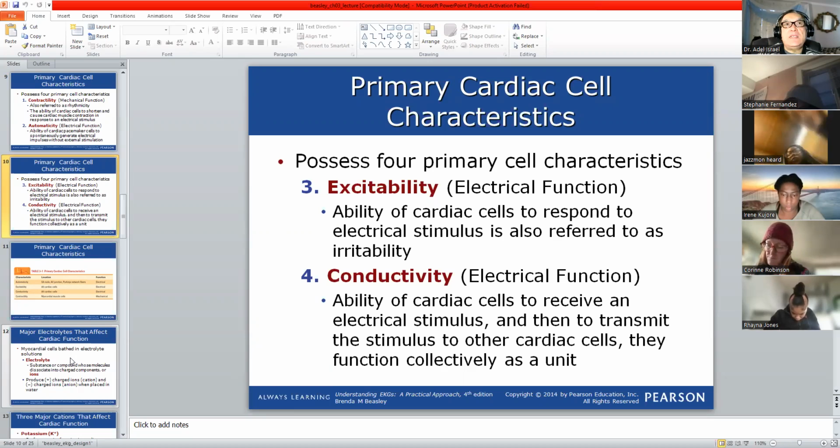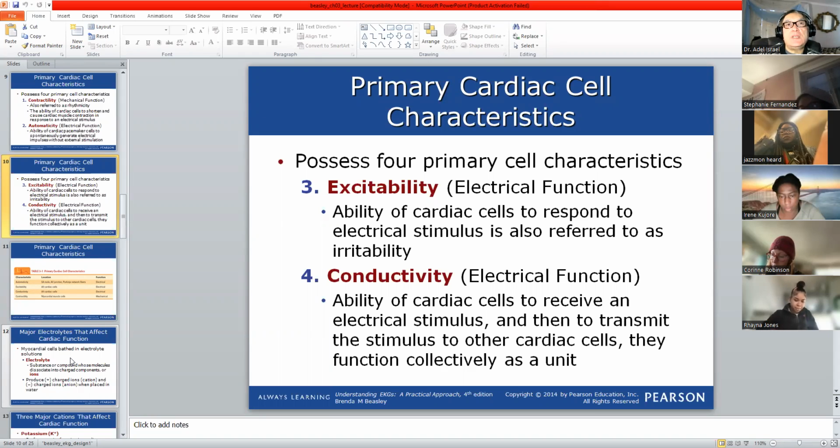The last one is conductivity. Why? Because we mentioned that the electrical activity goes from one point to another point, so it has conduction. Like you have a wire, and when you plug the wire in, the electrical current goes from the outlet of the wall to the machine and makes it work. So it has a conduction. If the wire is cut, no electricity will be conducted.